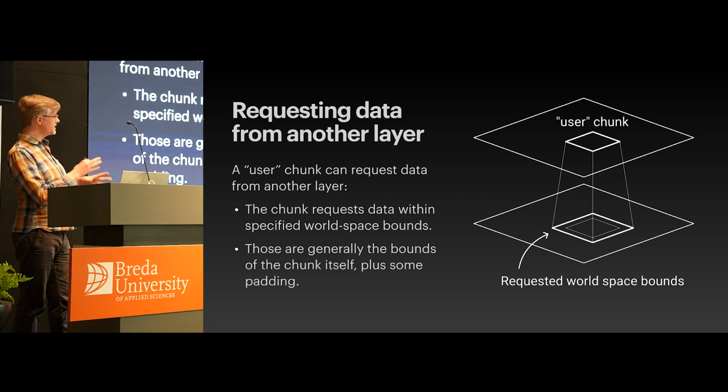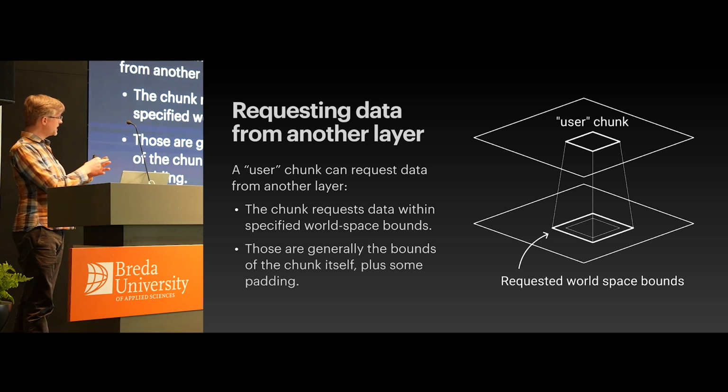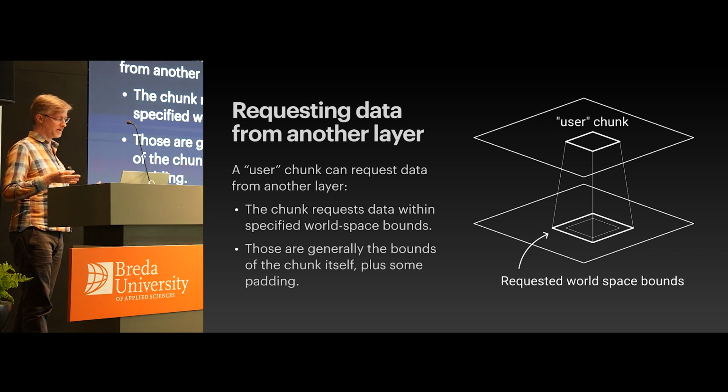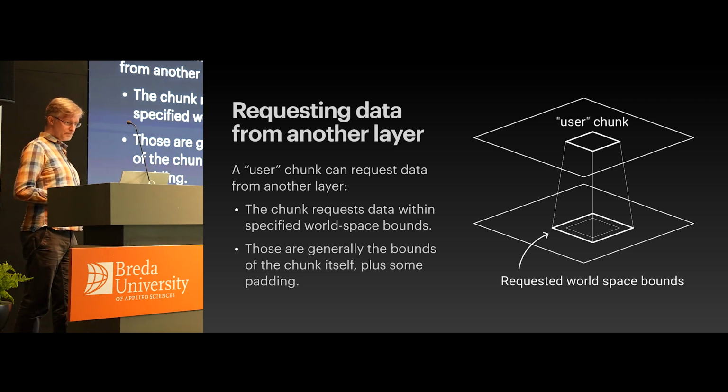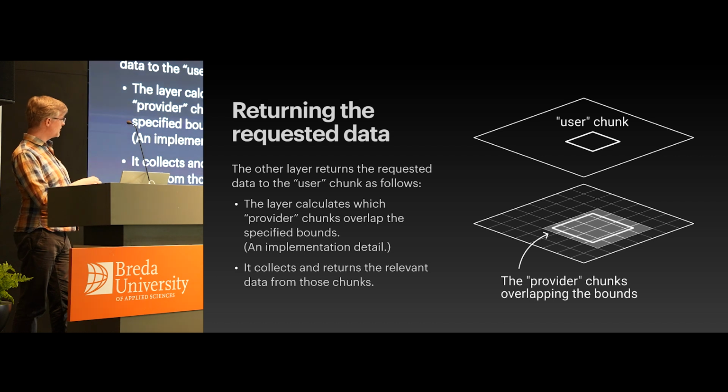So in this generation code, a chunk can request data from a different layer. And the way this works is that it requests data from within certain world space bounds, and those bounds are going to be the bounds of the chunk itself, the user chunk, plus some padding, and it varies how much padding is appropriate. I'll get back to that. The layer that has received the request then figures out which of that layer's chunks overlap those bounds, collects the data from those chunks, and returns it to the user chunk.